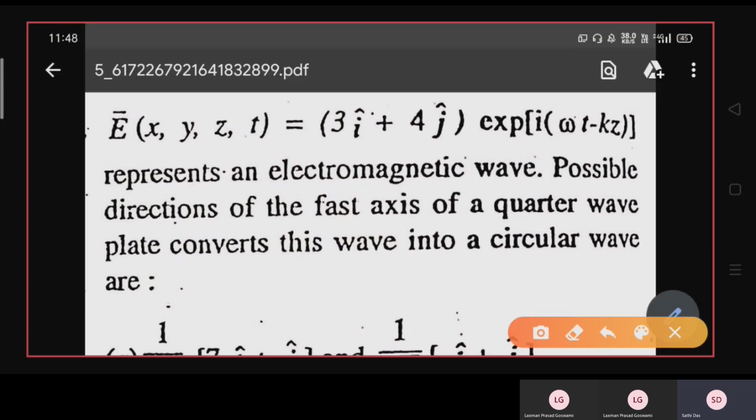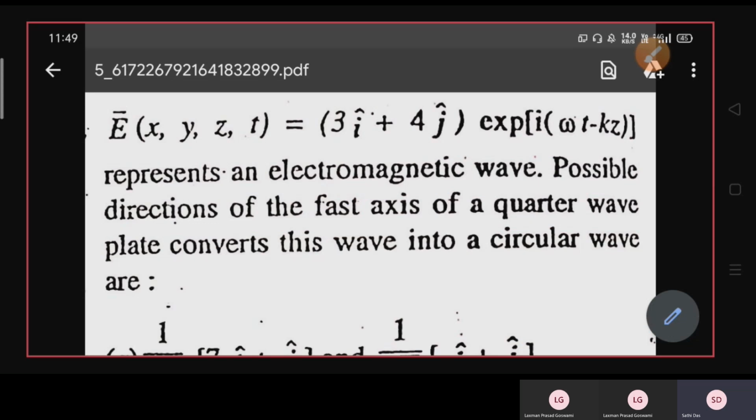The question is E equals 3 i cap plus 4 j cap, exponential of iota omega t minus kz. This represents an electromagnetic wave. The possible directions of the fast axis of a quarter wave plate that converts this wave into a circular wave. So what will be the possible directions of this quarter wave plate axis?